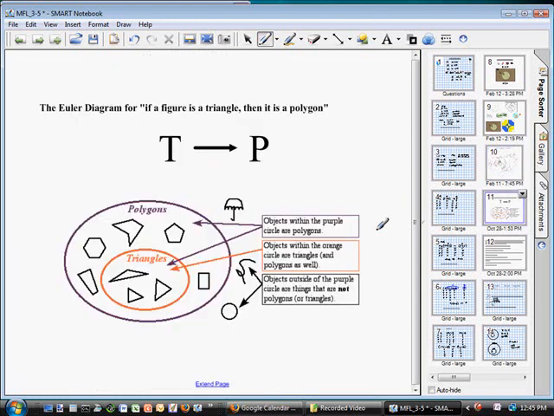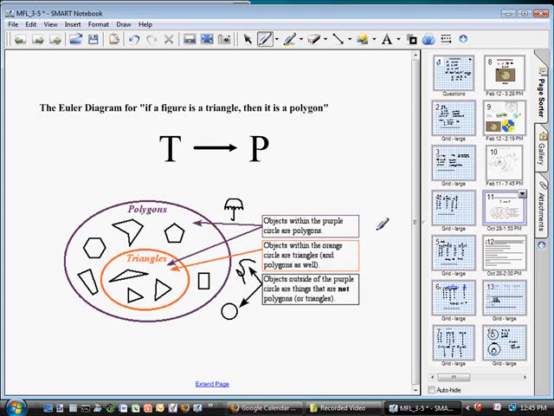Okay, let me explain this picture, how we use pictures to do logic. T stands for triangles. P stands for polygons. You guys remember those terms from geometry? You all know what a triangle is, of course. And what's a polygon? A polygon is made up of straight segment sides, but could be any number of sides, right? From 3 up to, you name it.